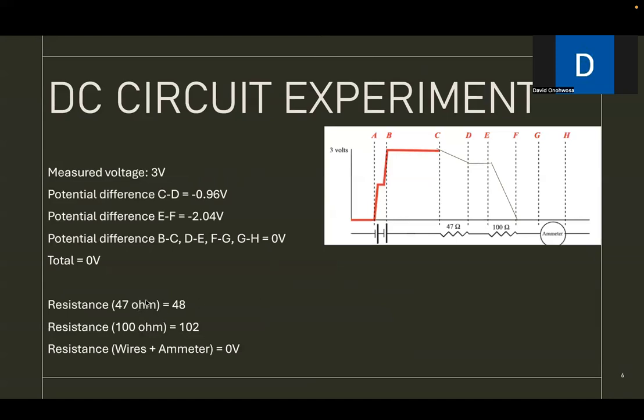And the calculated resistance of our 47 ohm resistor came out to be 48, and for our 100 ohm resistor came out to be 102, which these values are just slightly off due to rounding in the math.